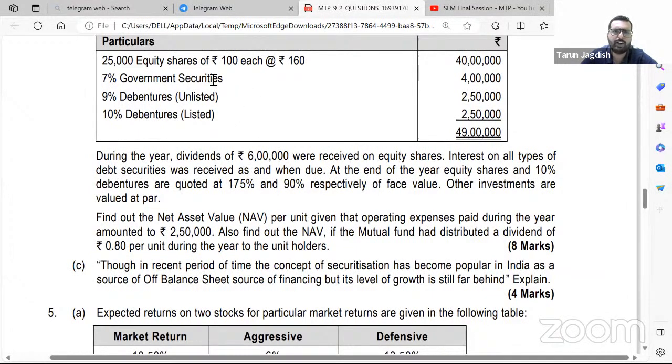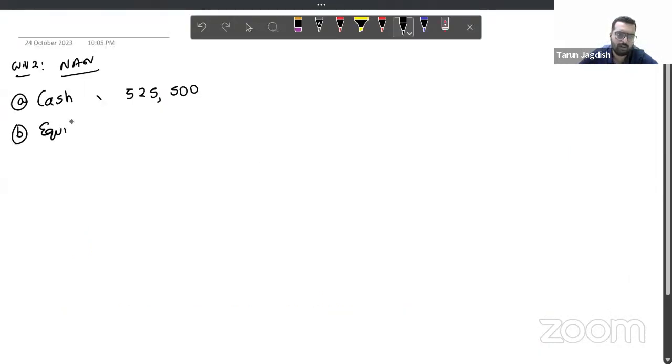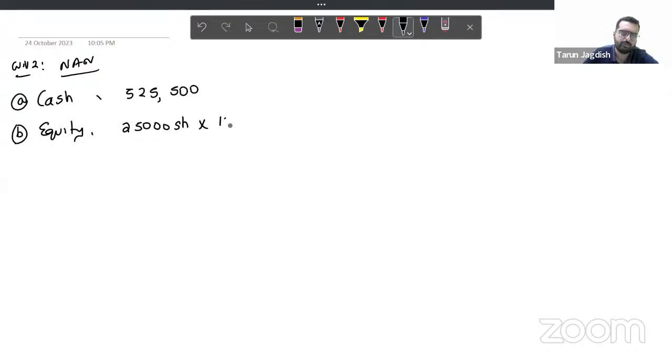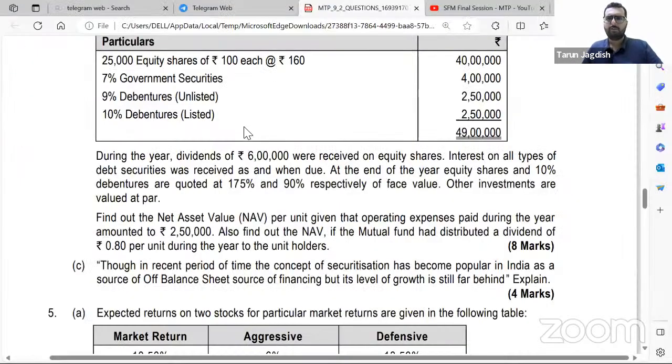Point number B, they have told at the end of the year, equity shares were quoted at 175%. So it is 25,000 equity shares of 100 rupees each at 160, but now they are saying that was quoted at 175 rupees. So equity shares will be 25,000 shares into 175 rupees. Do you get the answer as 43,75,000? Correct. What next have they told?